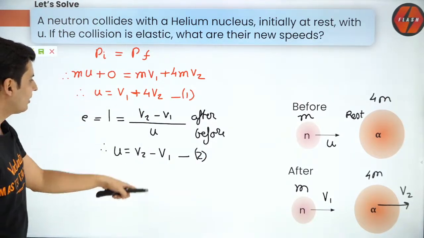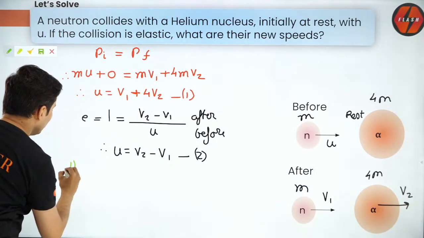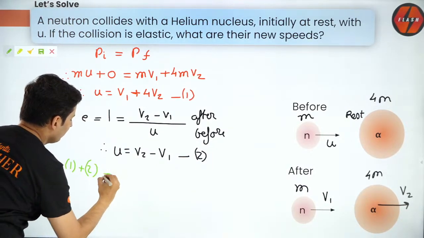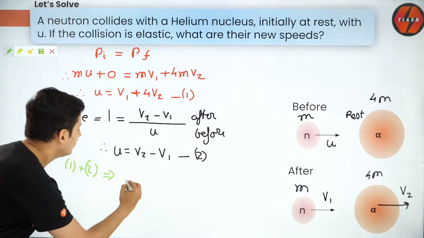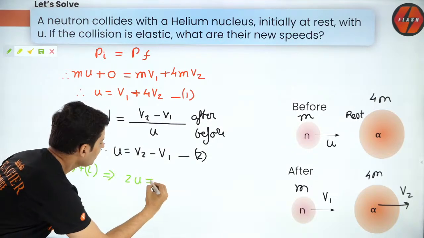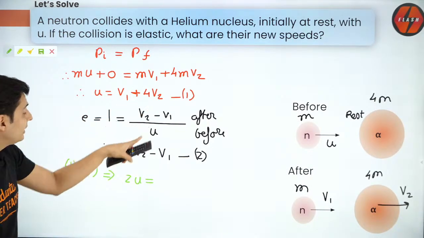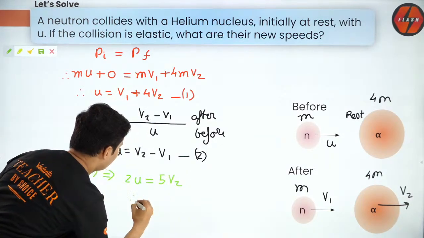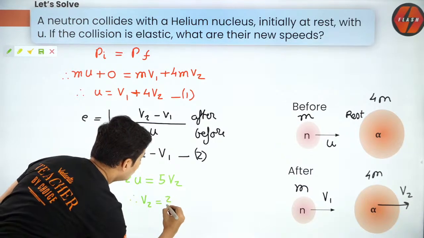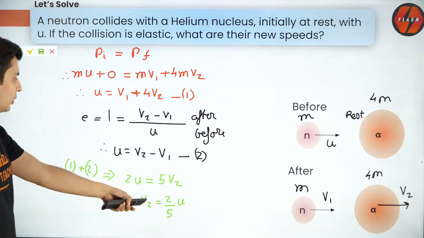Now you know what to do. Add both of them. So just add both of them and see what will happen. So 1 and 2, I'm just adding them. And what will I get? Think about it. u plus u, 2u is equal to v1, and v1 got cancelled. 4v2 and v2 will give you 5v2. Therefore, v2 is 2 by 5 times u. Got it. v2 we got.